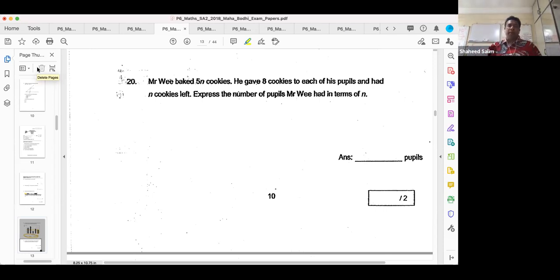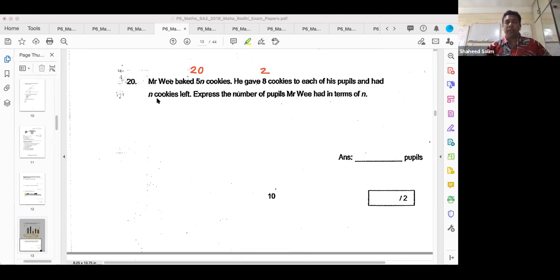Okay, we go one by one. If you don't understand, it's okay. Let's say now, this one is 20 cookies. Okay, then he gave each student 2 cookies.